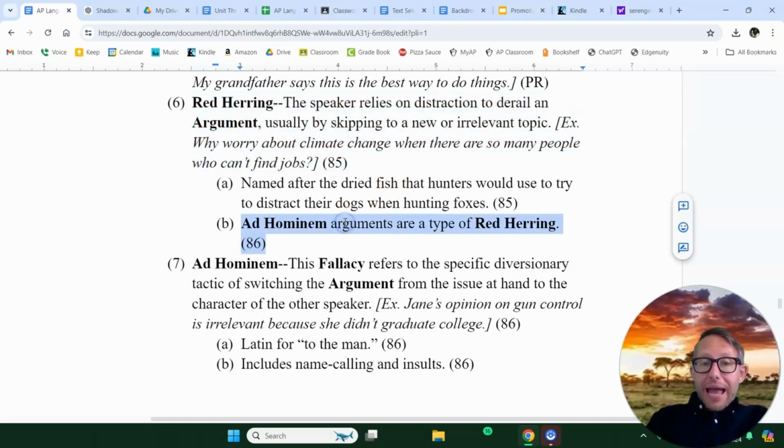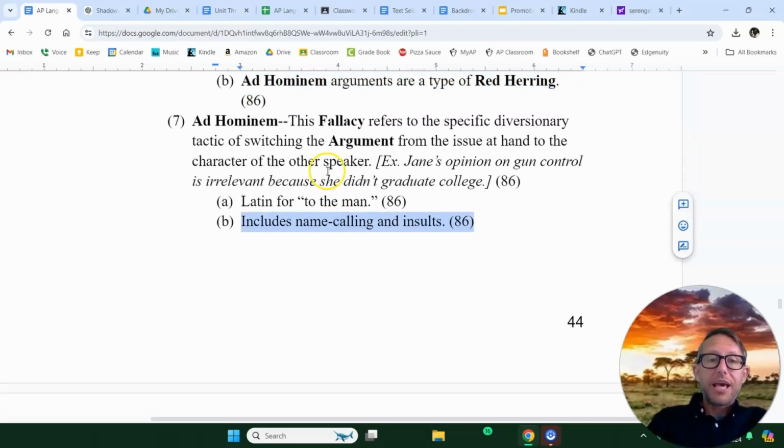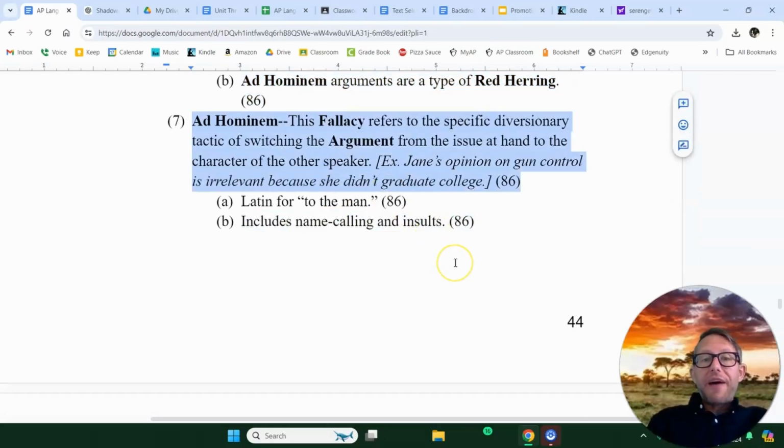As it mentions here, ad hominem arguments are a type of red herring, and here's what we got when we get into this ad hominem argument. The fallacy refers to the specific diversionary tactic of switching the argument from the issue at hand to the character of the speaker. It literally translates from Latin to "the man." You're going from the argument to the man himself, or to the woman himself, obviously. But you're not addressing the issue, you're addressing the person.